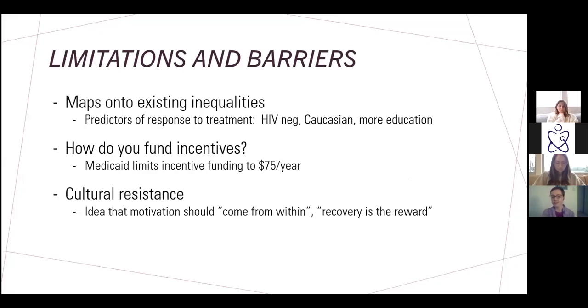There's also cultural resistance to this idea that motivation should come from within, or that recovery itself is the reward. So I think there can be a lot of discomfort with the idea of rewarding something that people feel like people should already be doing. And I think that can sometimes be a tough hill to overcome. And then finally, the durability really remains a question mark, primarily since we just haven't looked at it.